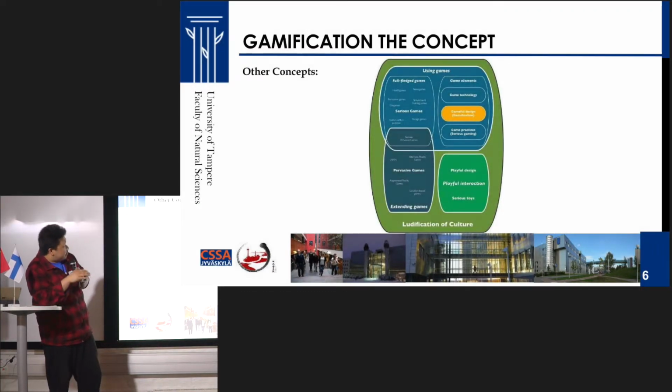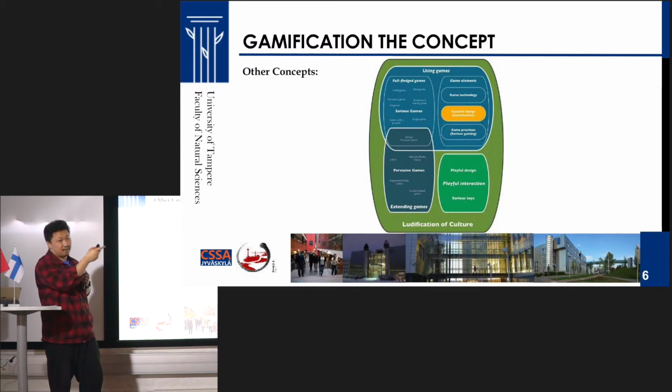This is also part of Professor Deterding's paper. It's about how to locate this gamification definition. They say the gamification of culture is this playfulness, gamefulness, this whole culture about games and game-related things. So you can see gamification is only part of it, the orange ones, and it's the part that uses game elements in something.